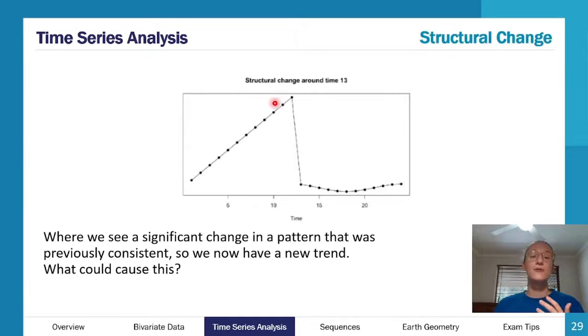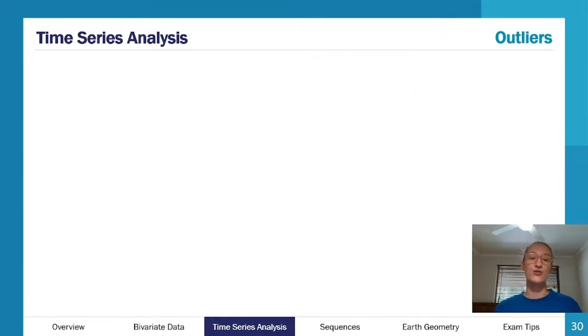So you can see here in this example, we have this really strong, steep, positive increasing trend and pattern. And then we actually have a structural change around time 13. Again, it could be months, days, weeks. This example doesn't specify. You can see that's actually resulted in a new trend or pattern. It does decrease a bit and then increase a bit, but it's fairly level compared to our previous pattern. So structural change, again, is that significant change in a pattern that was previously consistent, and it normally does have an external cause.